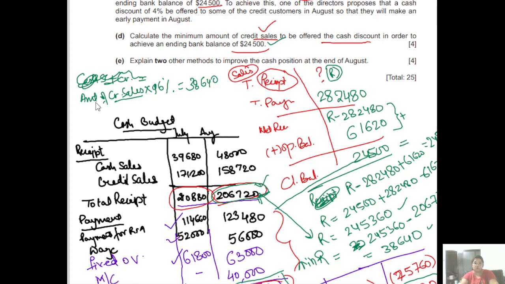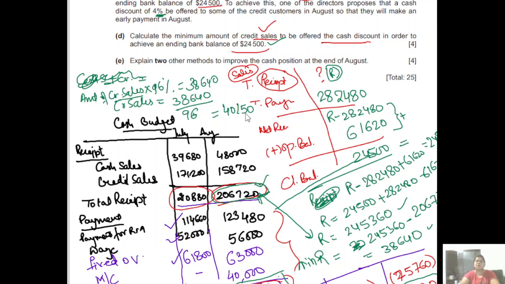Okay, now for finding out this credit sales, 38,640 divided by 96. Is it 2% or 4%? 4%, na? 4% it is. Okay, so 96. So credit sale is 40,250. Okay, now this thing is clear.